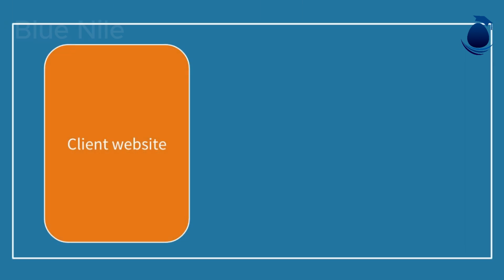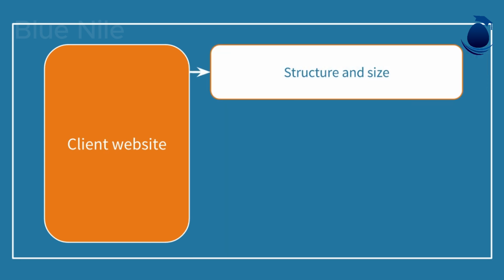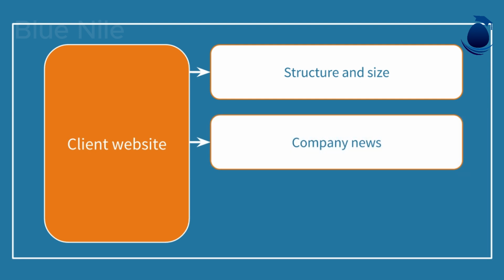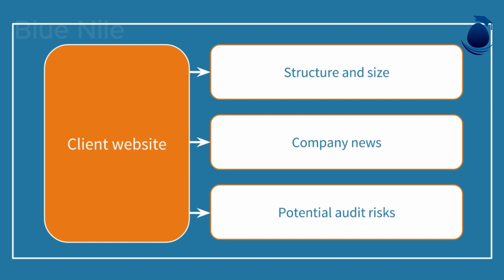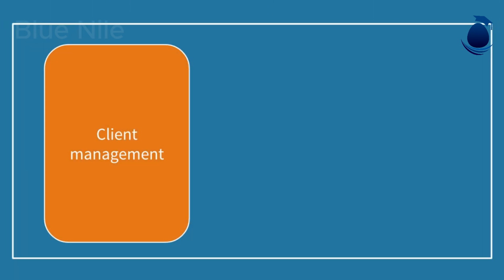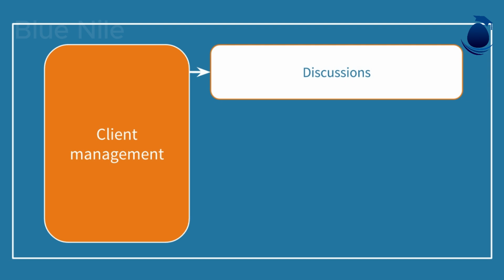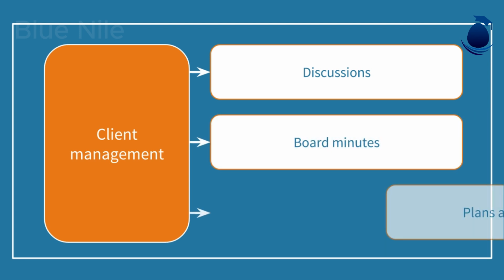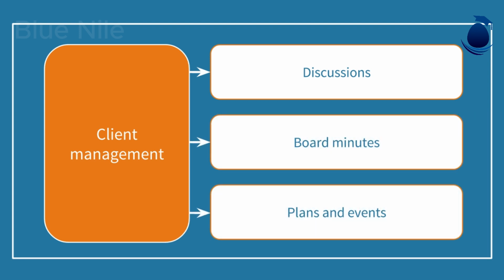The client website. The website will hold information about the structure of the company, including the number of stores, and will include information on news, for example, new stores, which will help the auditor consider potential audit risks. Client management. The auditors can have discussions with management to identify changes and other relevant information for the audit. They can also review minutes of board meetings for evidence of plans and events that may need to be included in the financial statements.